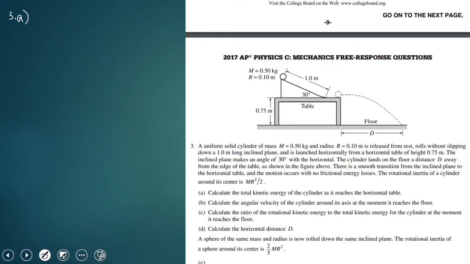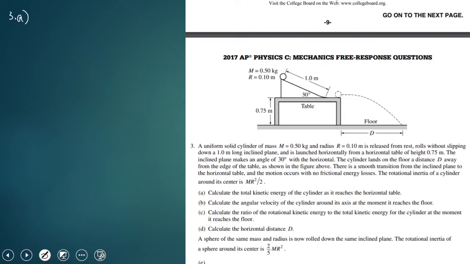Now that's one that I personally think that you should know. In this case they give it to us, but I don't know if they always give it to us, so I would recommend knowing the important ones like the rotational inertia of a sphere and of a cylinder. Okay, so part A says calculate the total kinetic energy of the cylinder as it reaches the horizontal table.